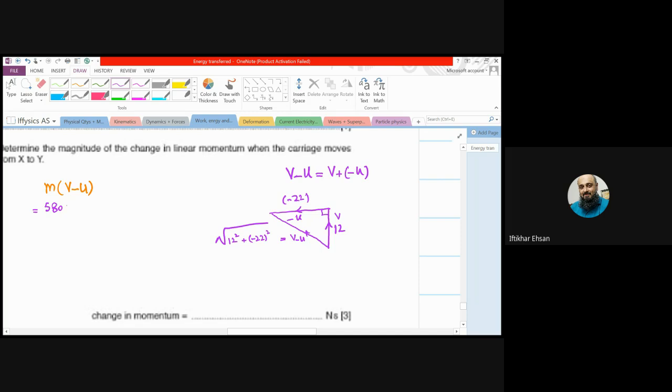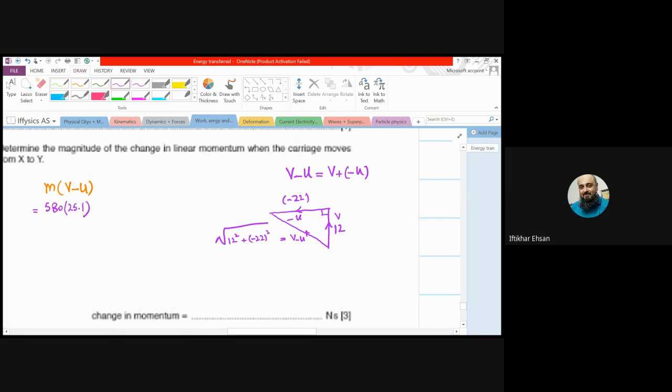What will be the value of v minus u, beta? The answer to this is 144 plus 484. Beta ji, what is the answer to that? Is it 25.1? 25.1? Looks to be correct.